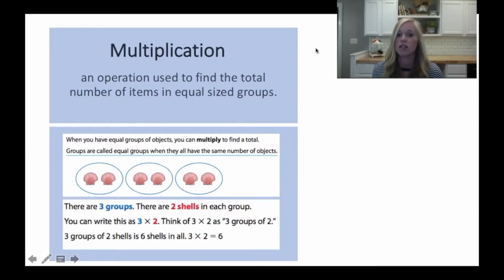Now, groups are called equal groups when they all have the same number of objects. So when you look at that picture of shells, you see that there are three groups and there are two shells in each of those groups. So we could write a multiplication equation to say 3 times 2. You can also think of 3 times 2 as three groups of 2, or three groups of 2 shells. And 3 times 2 equals 6. Now, another cool thing with multiplication is we can flip those two factors, the 3 and the 2, numbers that are being multiplied together. We can flip them and say 2 times 3, and our product remains the same. We would still have 6 shells in all.